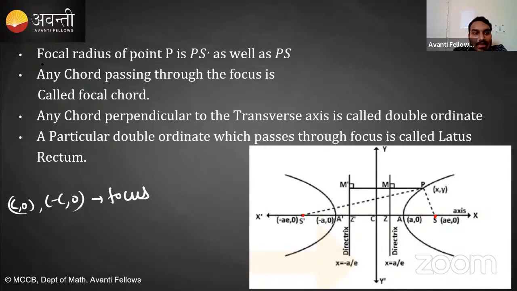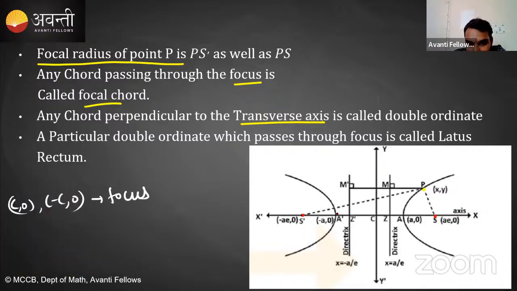So what I mean to say is that focal radius of a point P, let's suppose this is a point P. So focal radius of the point P is nothing but the distance of point P from the focus. Distance of point P from focus is known as focal radius, and any chord passing through the focus is known as focal chord. Similarly, any chord which is perpendicular to the transverse axis is known as double ordinate. Any chord which is perpendicular to the transverse axis is known as double ordinate, and a special double ordinate which is passing through the focus is known as latus rectum.